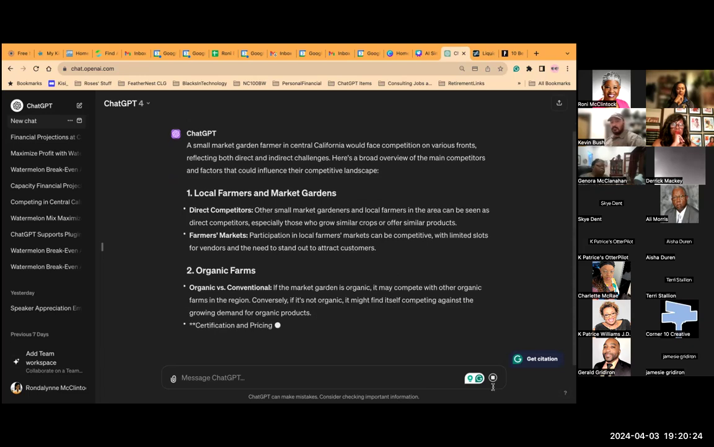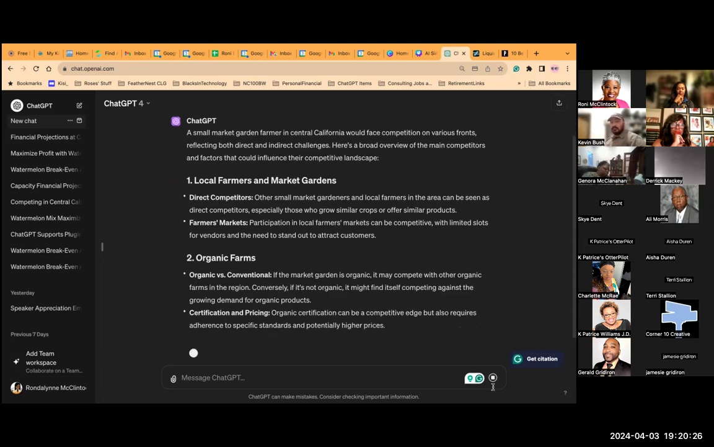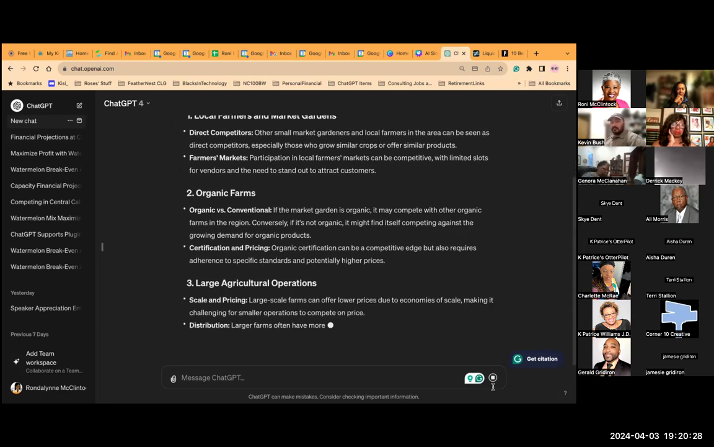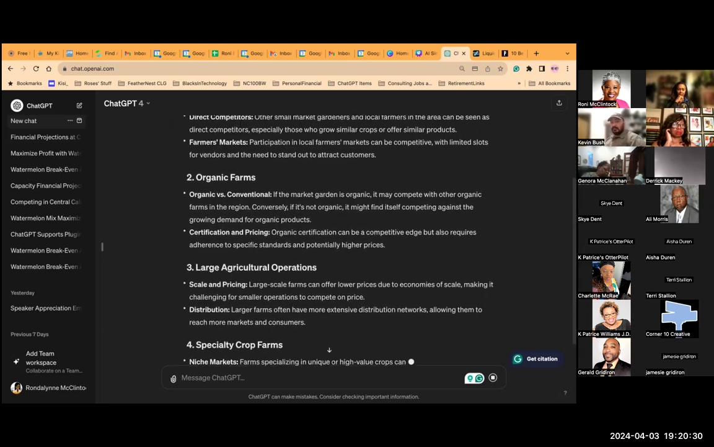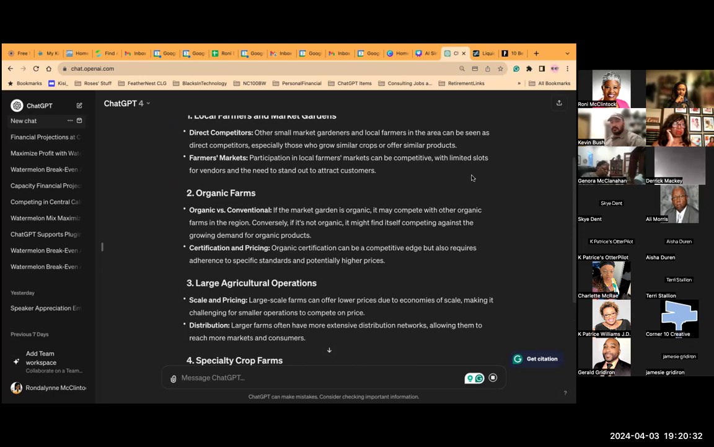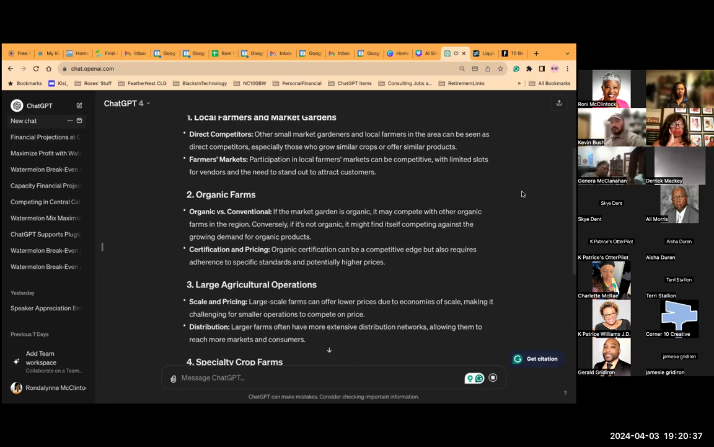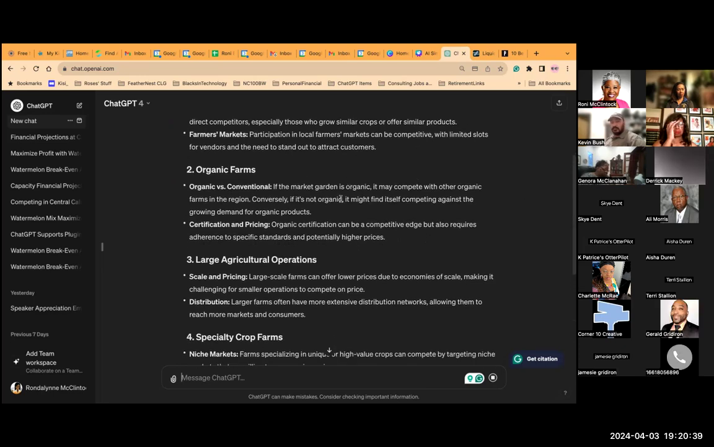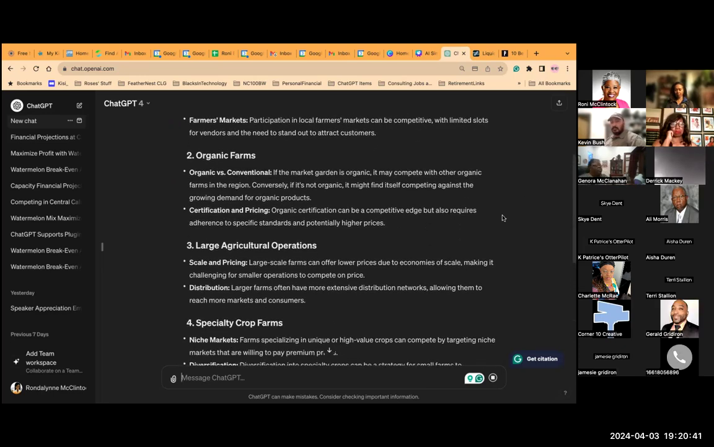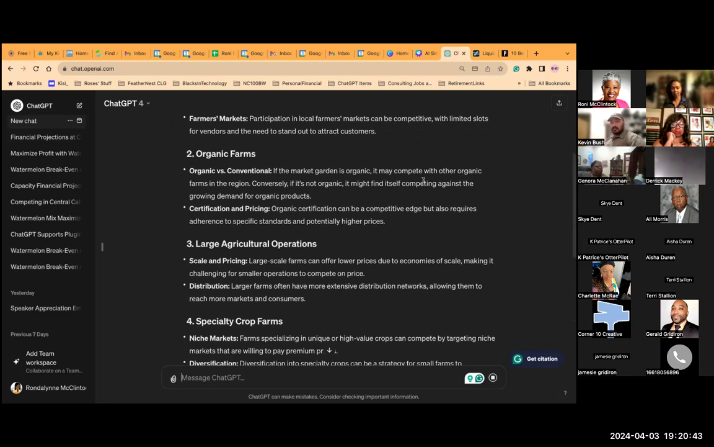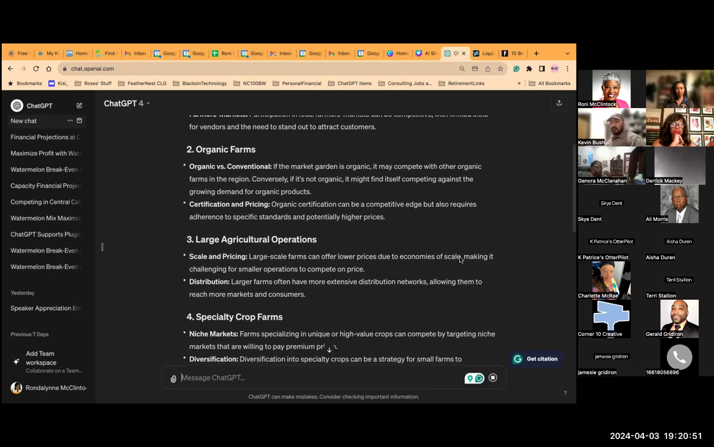Directly, small market gardens, local farmers in the area can be seen as direct competitors, especially those who grow similar crops. Farmers markets: participation in local farmers markets can be competitive with limited slots for vendors. Organic farms, organic versus conventional. If the market is organic, it may compete with other organic farms in the region. Conversely, if it's not, it may find itself competing against growing demand for organic products.